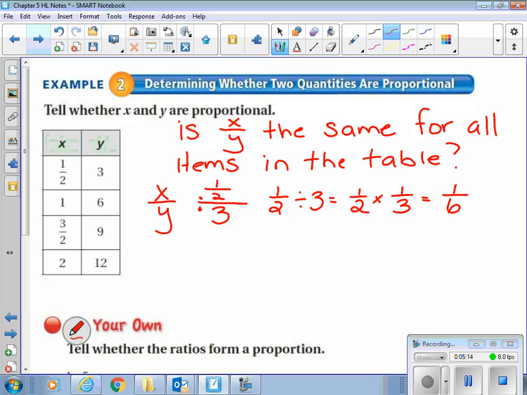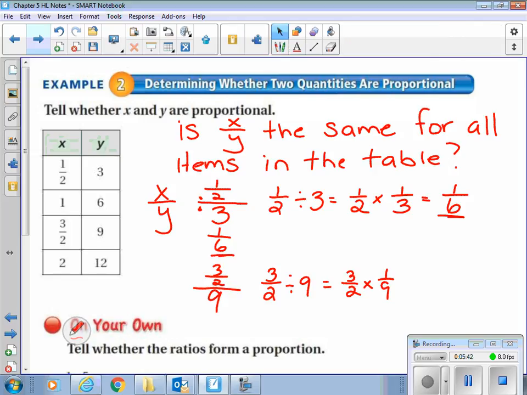The second x over y is simply 1/6. There's nothing to do there. We can see so far we have two of the same. The third one would be 3 over 2 is my x, and 9 is my y. So we've got 3 over 2 divided by 9, which becomes 3 over 2 times 1/9, the reciprocal of 9. I can cancel here because 3 and 9 are both divisible by 3. 3 divided by 3 is 1, and 9 divided by 3 is 3. Multiplying across now, 1 times 1 is 1, 2 times 3 is 6. So far I've got 1/6 for 3 of them.